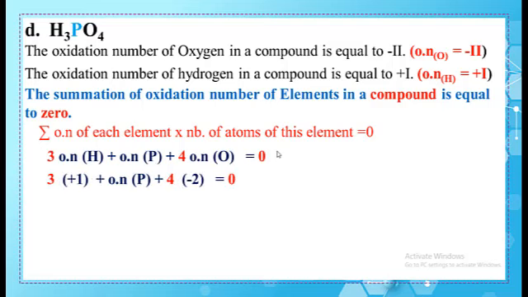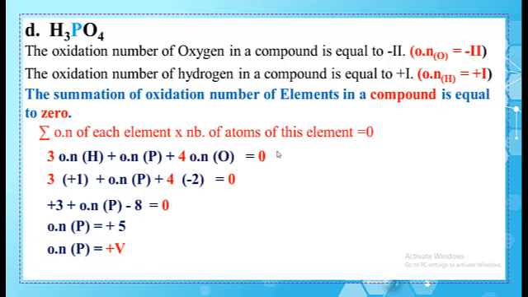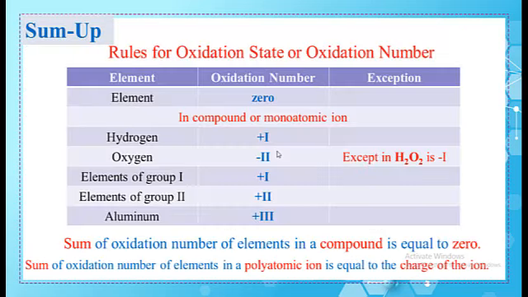You can now substitute the oxidation numbers of hydrogen and oxygen. So 3 times plus 1 plus the oxidation number of phosphorus plus 4 times minus 2 equals 0. Now 3 plus the oxidation number of P minus 8 equals 0. The oxidation number of phosphorus now is equal to plus 5. Don't forget to write it finally in Roman.